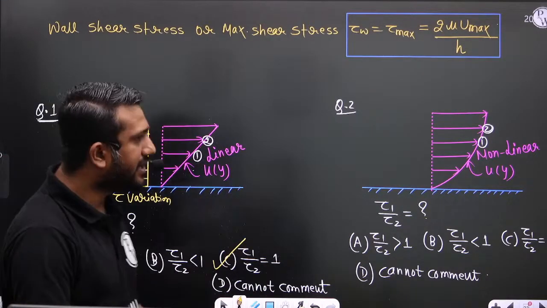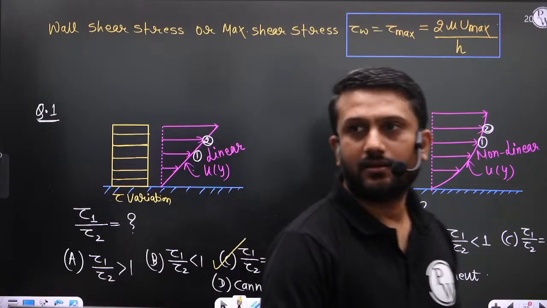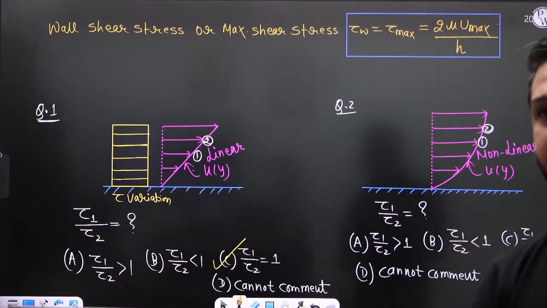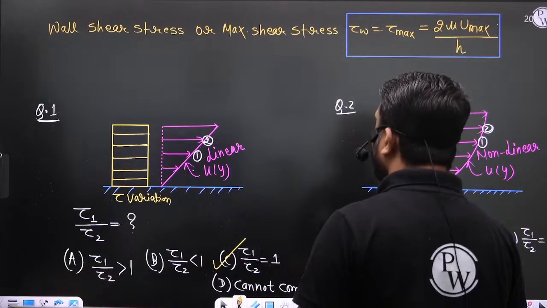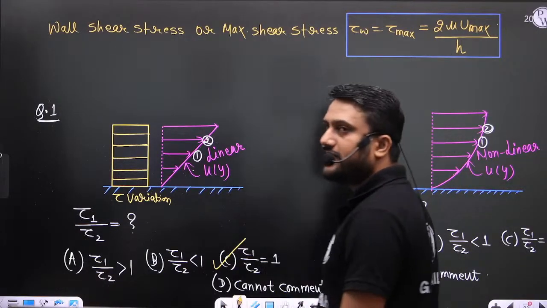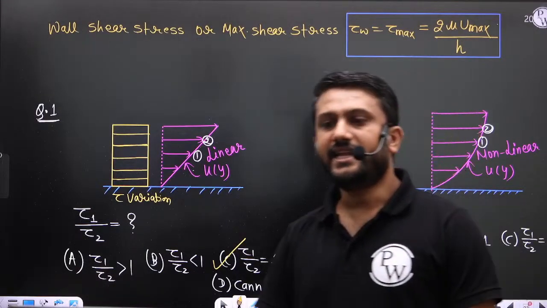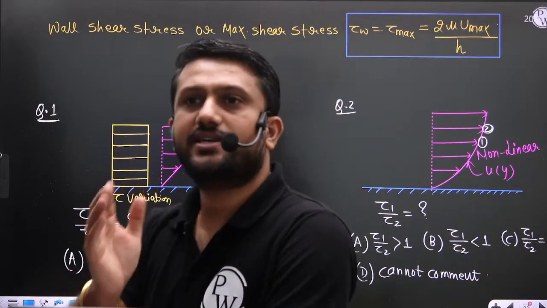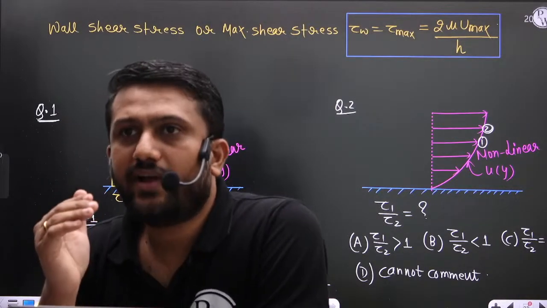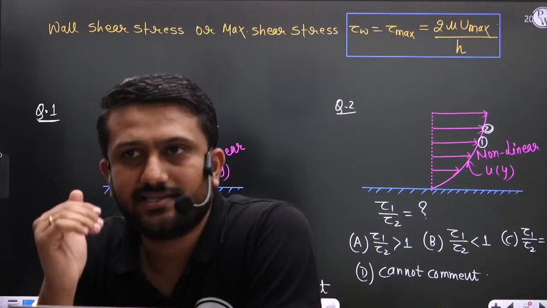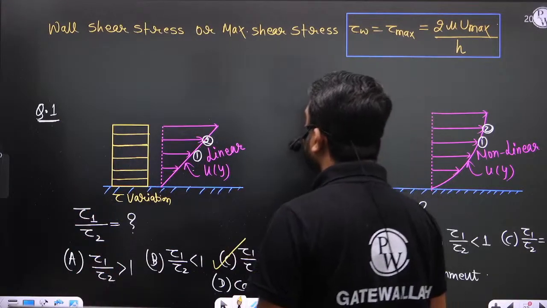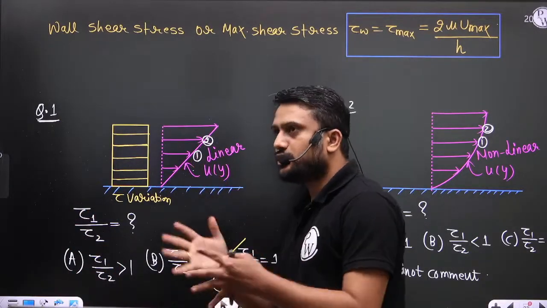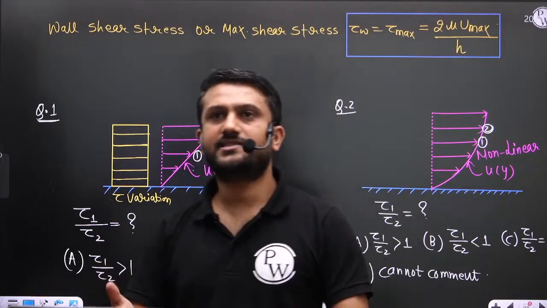Why is it B? B is correct. If the velocity profile is linear, each layer experiences the same shear stress. So if I ask you the ratio of shear stress of these two layers, the ratio is equal to 1.